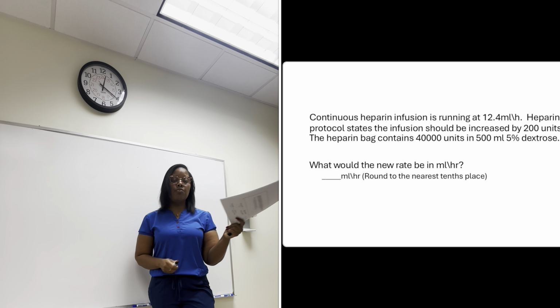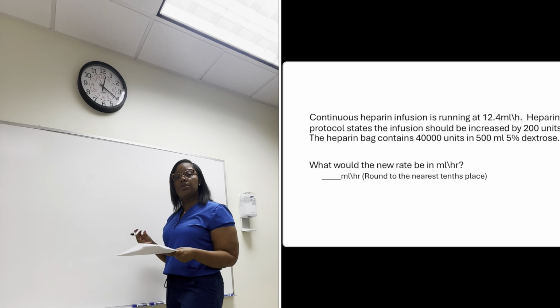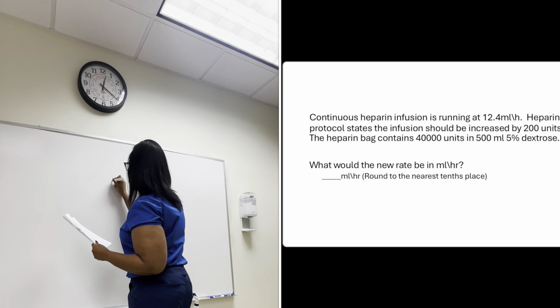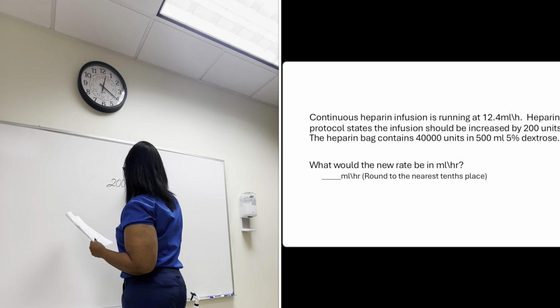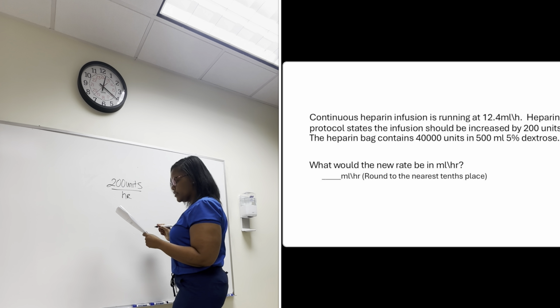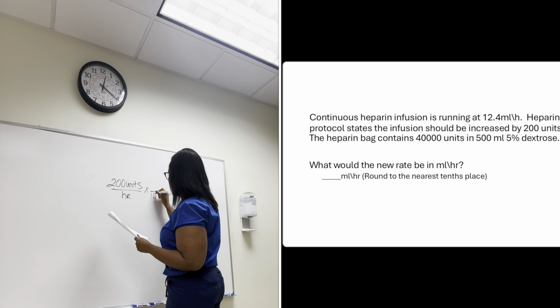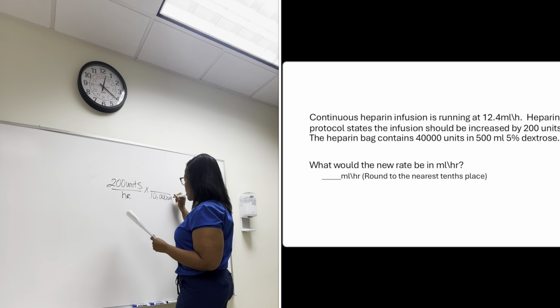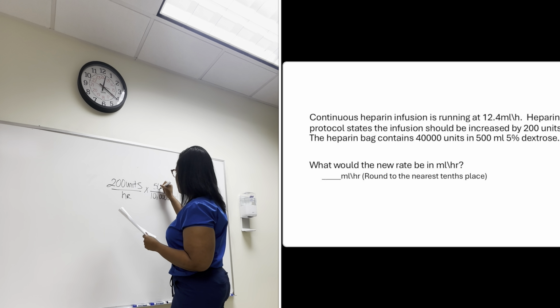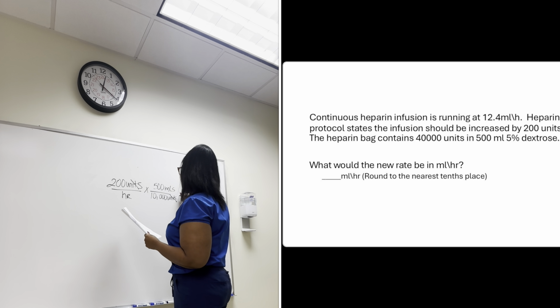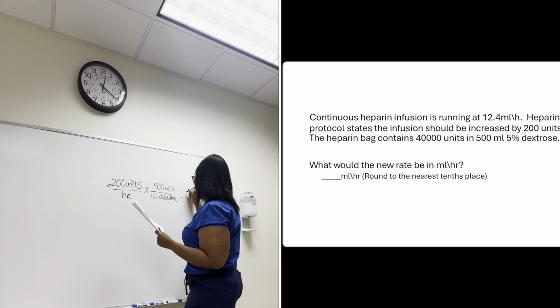All right, so first we want to start with the units. We know that our answer needs to be in mLs per hour. So we're going to start with 200 units an hour. We know that units need to cancel out. So we go back to the problem, and the problem says that there are 10,000 units in 500 mLs. So units cancel out, and we're left with mLs per hour, and we get 10 mLs per hour.